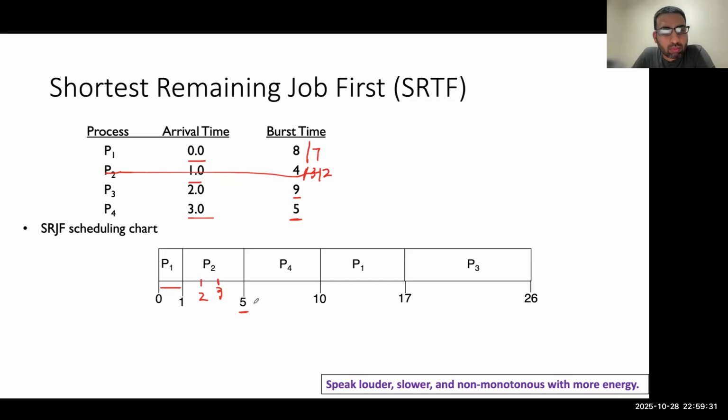So it runs for... sorry, no, not for 3 time units. It runs for 5 time units, right? From 5 to 10. So we are done with P4 now.